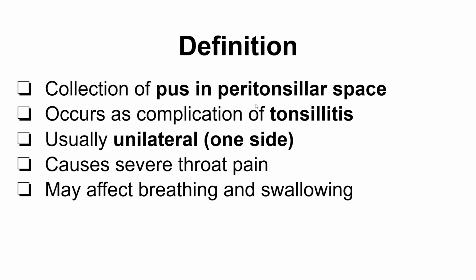It usually develops as a complication of tonsillitis, most commonly acute bacterial tonsillitis. The infection spreads beyond the tonsils and forms an abscess in the surrounding tissues on one side. So it can be unilateral or sometimes bilateral. It most commonly affects adolescents and young adults but can occur at any age and causes severe throat pain, and sometimes it may affect breathing, and most of the time it can affect swallowing.